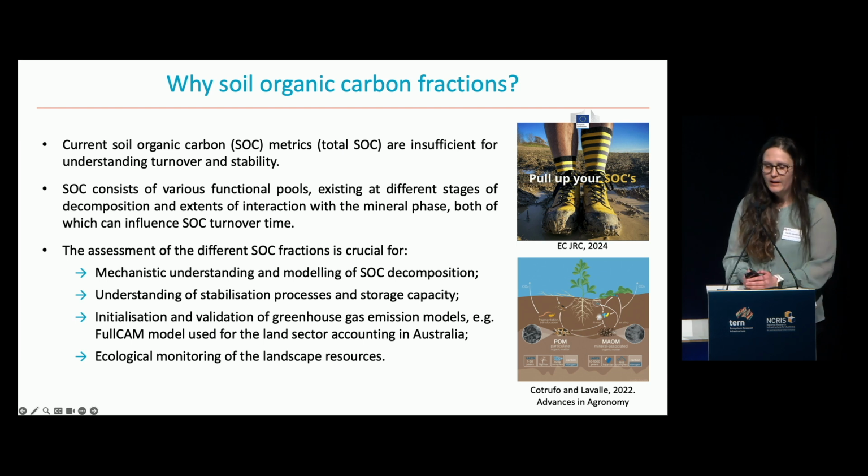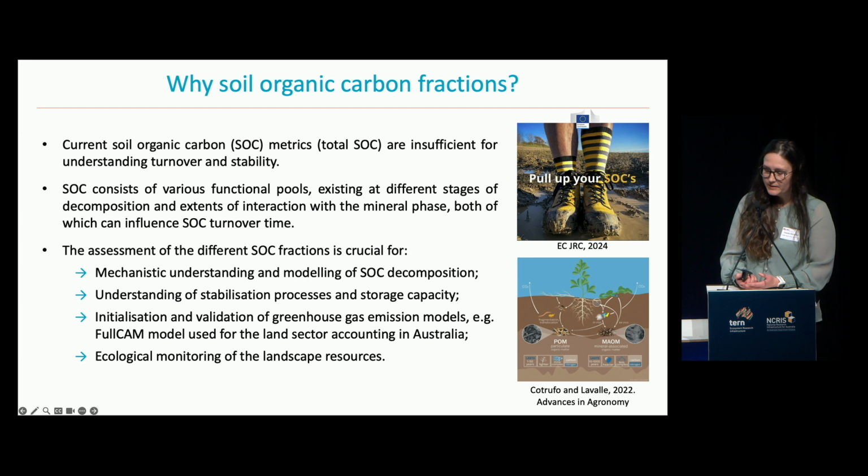We have a more labile pool, which is important in terms of nutrient recycling. It's readily available to microorganisms, and during mineralization, they release nutrients for the plants. And we have a more stable pool, which is important in terms of climate change mitigation, because the carbon that it stores stays in the soil, hopefully.